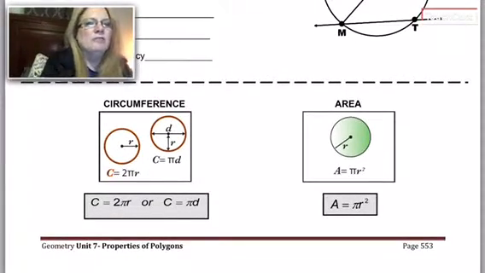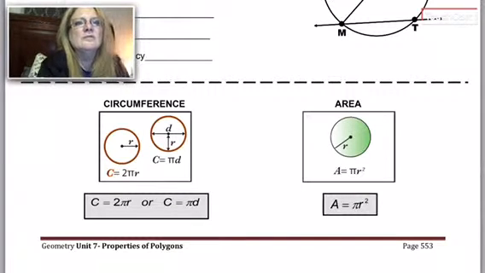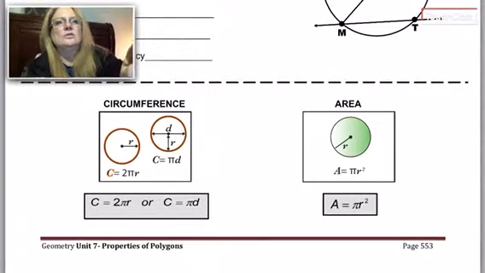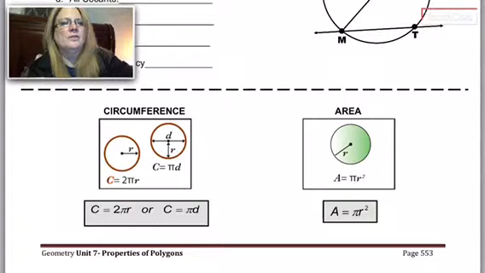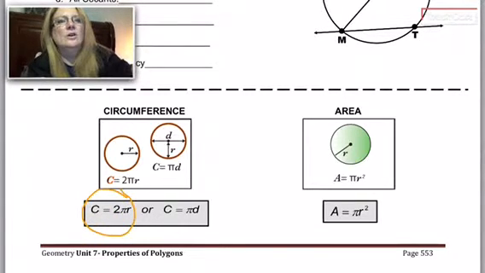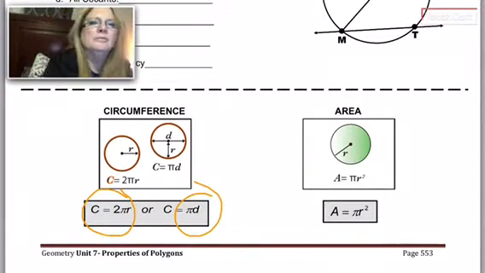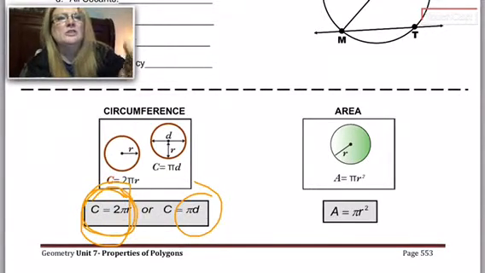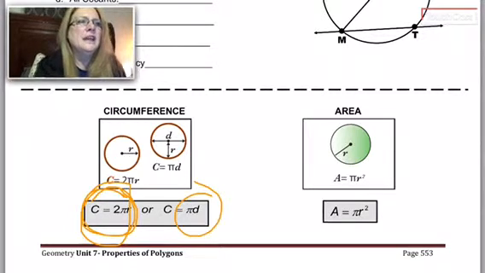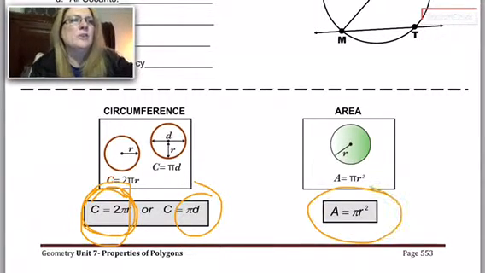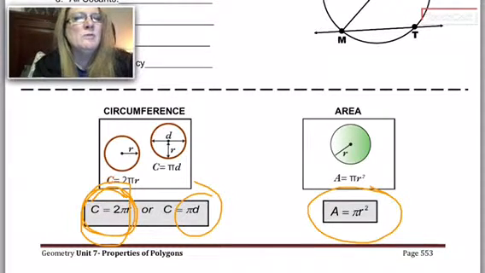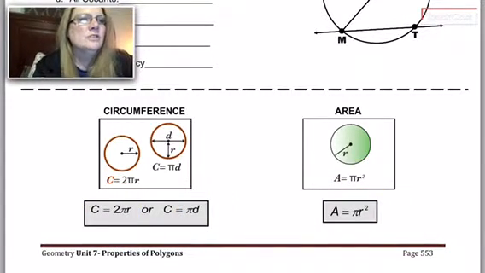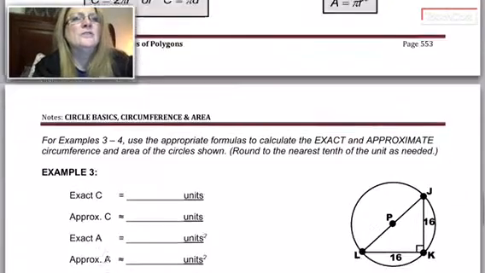So now we have our formulas. The circumference of a circle is 2 pi r, or pi times the diameter, because 2 times the radius is a diameter. Usually this is the formula that we see on formula charts, 2 pi r. And then the area is pi r squared. When we're doing these problems, we want the exact numbers, so you're going to use pi in your answer.